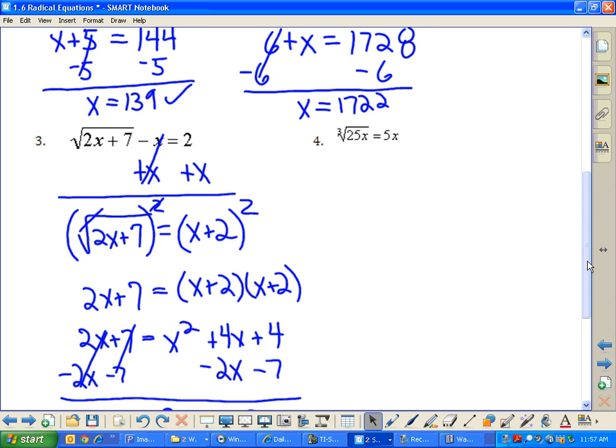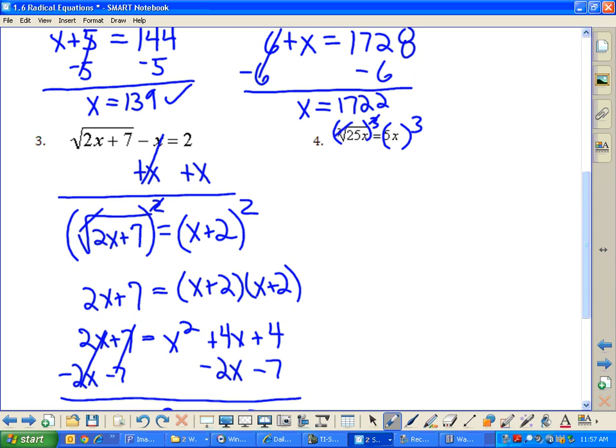All right, number 4. This will be our last problem of the day. And then independent practice, that part 1 will be our warm-up for tomorrow. We isolate, step 1. It's already isolated. Step 2, we eliminate the radical. So in this case, it was a cube root. I'm going to cube both sides.